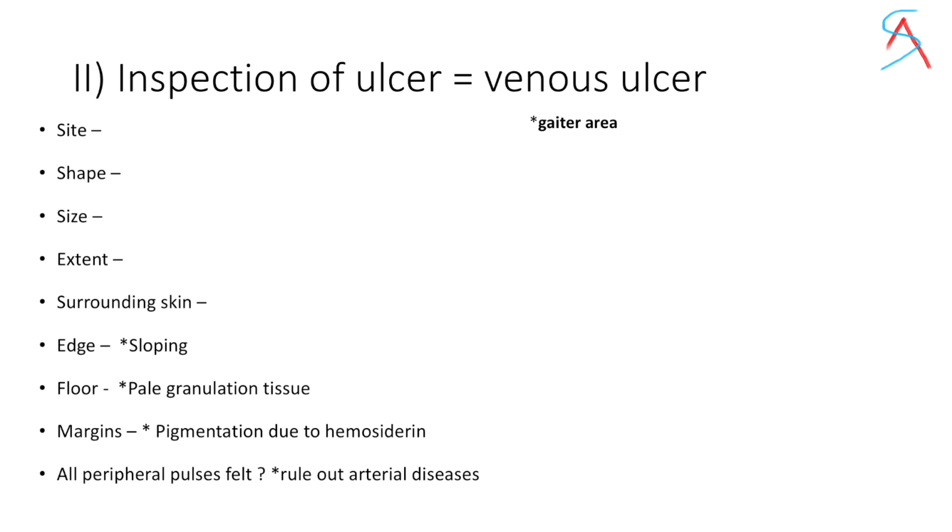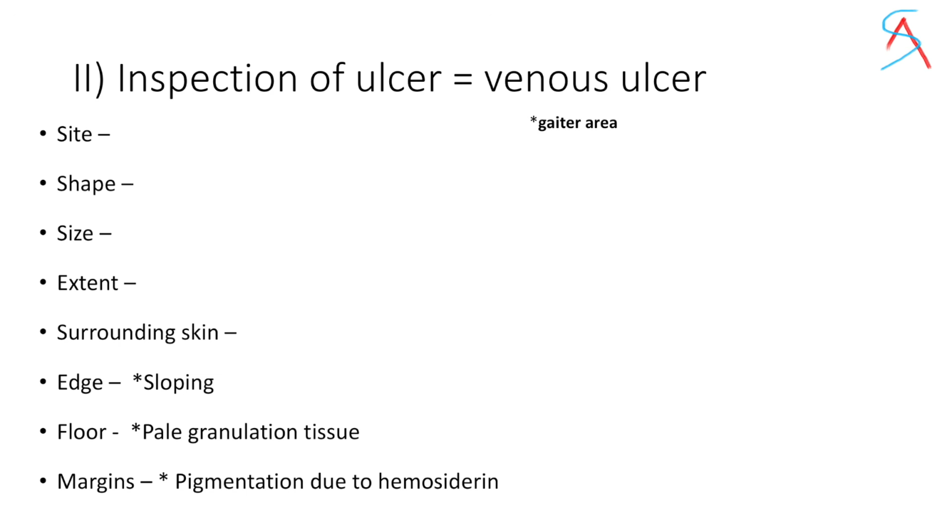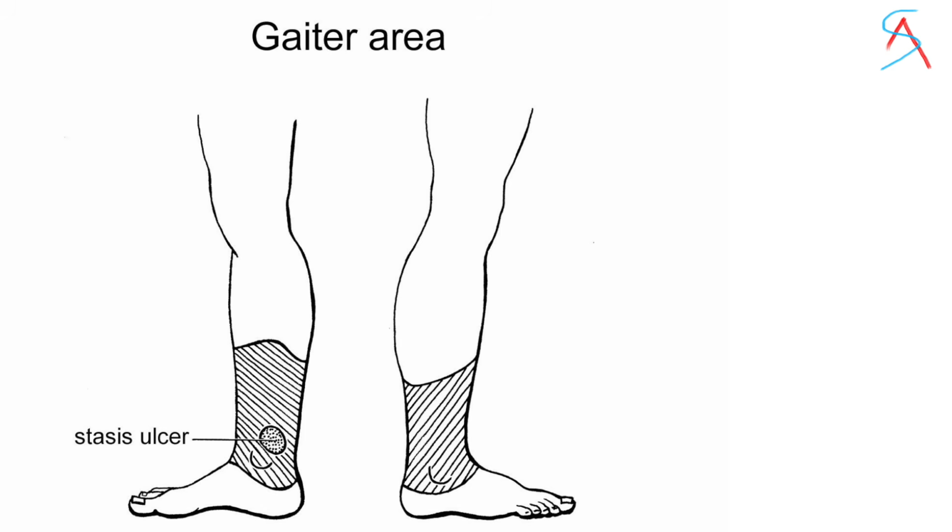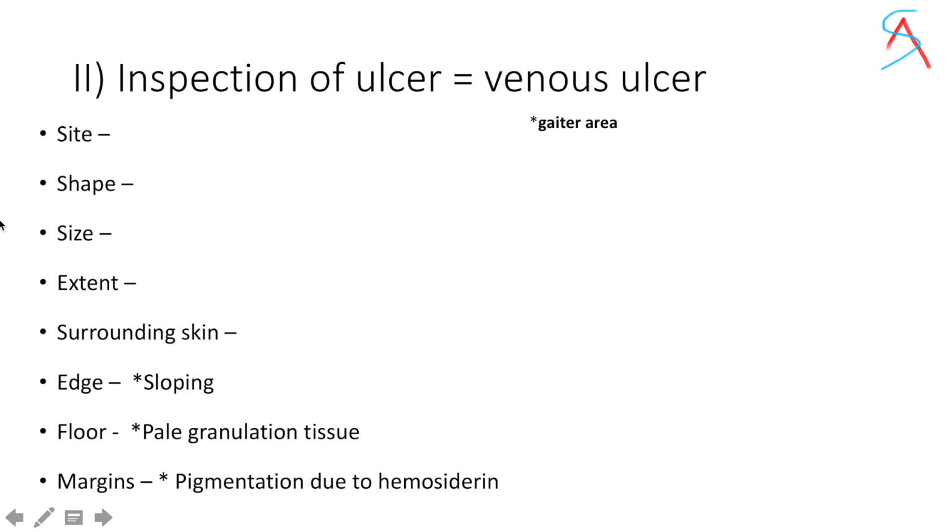Then if the ulcer is there, you have to do the inspection of the ulcer, which is a venous ulcer. We have to talk about its site. Generally, the site of venous ulcer due to varicose vein is the gaiter area. Gaiter area starts at the ankle and goes till below the knee. This area is more prone to venous ulcer due to the stasis of venous blood. Then we have to talk about the shape, size, extent, surrounding tissue. Generally, the edge would be sloping in case of venous ulcer, and pale granulation tissue might be present in the floor. Margins could be pigmented due to hemosiderin, as I told.